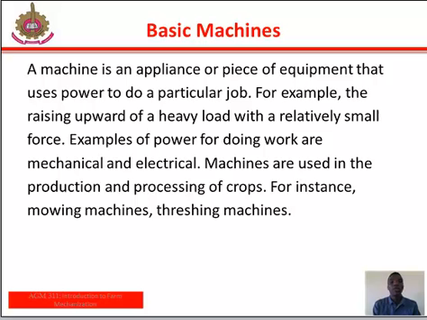A mowing or threshing machine, or other types of machines, are made up of many simple machines. These simple machines are sometimes called basic machines. Examples of basic machines are the lever, the pulley system, the wheel and axle, the inclined plane, the screw and gears, and also the wedge.